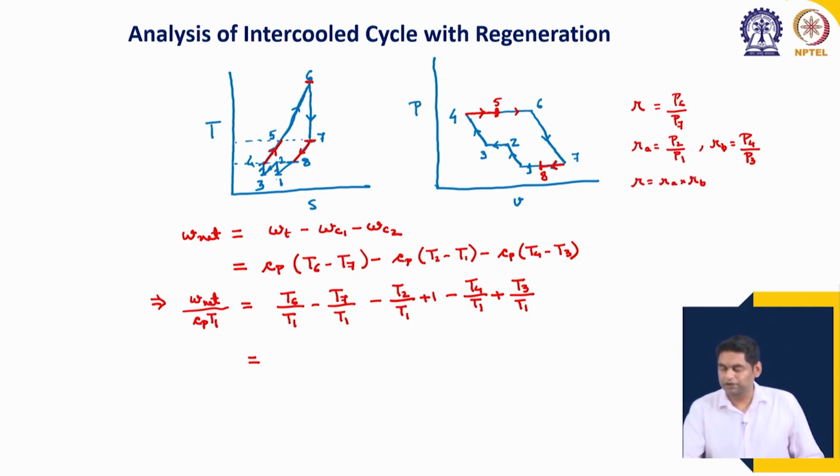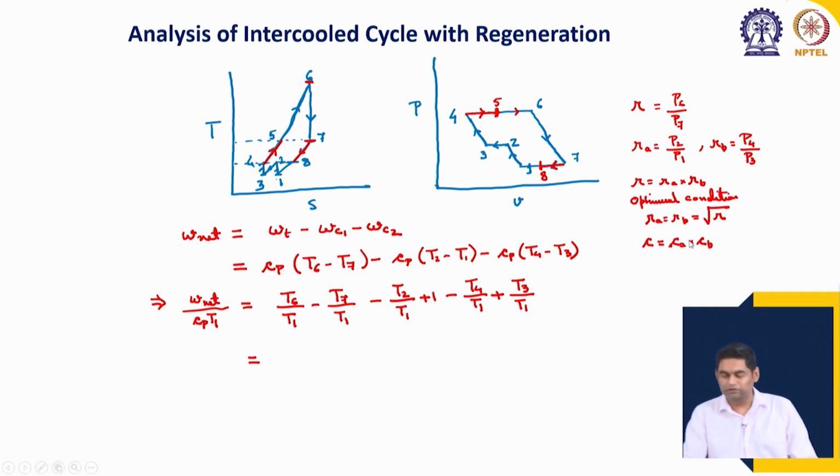At optimal condition, which is achieved when R A equals R B equals root R, correspondingly we had defined the value C. C is R to the power gamma minus 1 by gamma, which is equal to C A into C B, and for optimal condition again C A is equal to C B equal to root C.